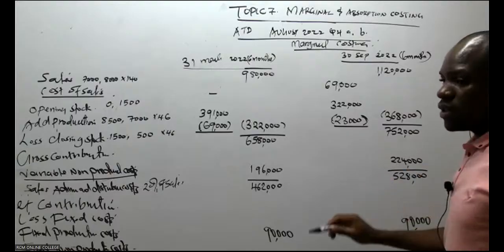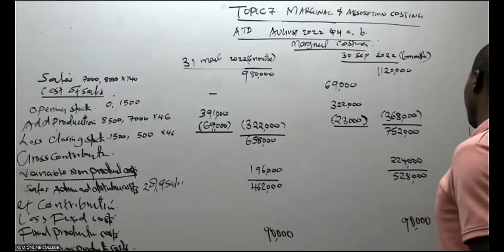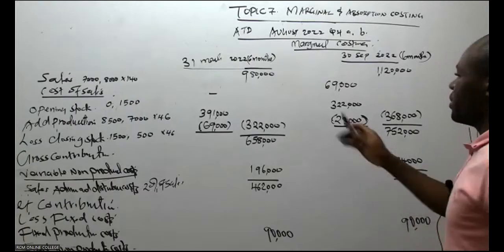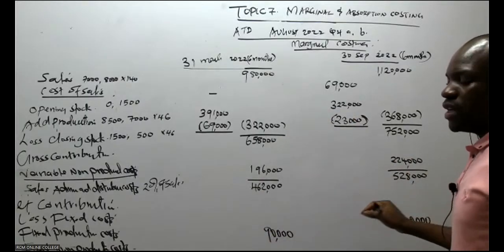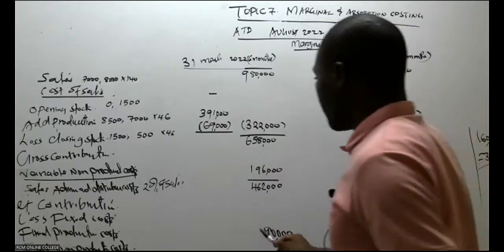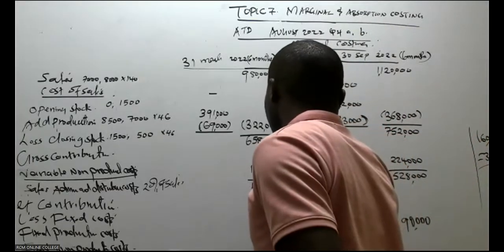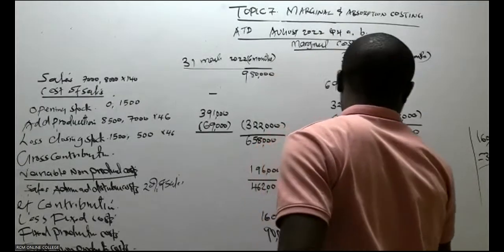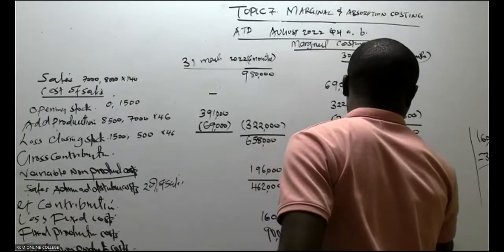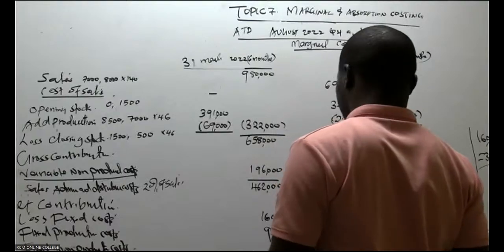This 320,000 is for the entire year. So we need to divide this by 2 because the months are equal. The first 6, the last 6, and they are distributed equally. So we need to have here 160,000.